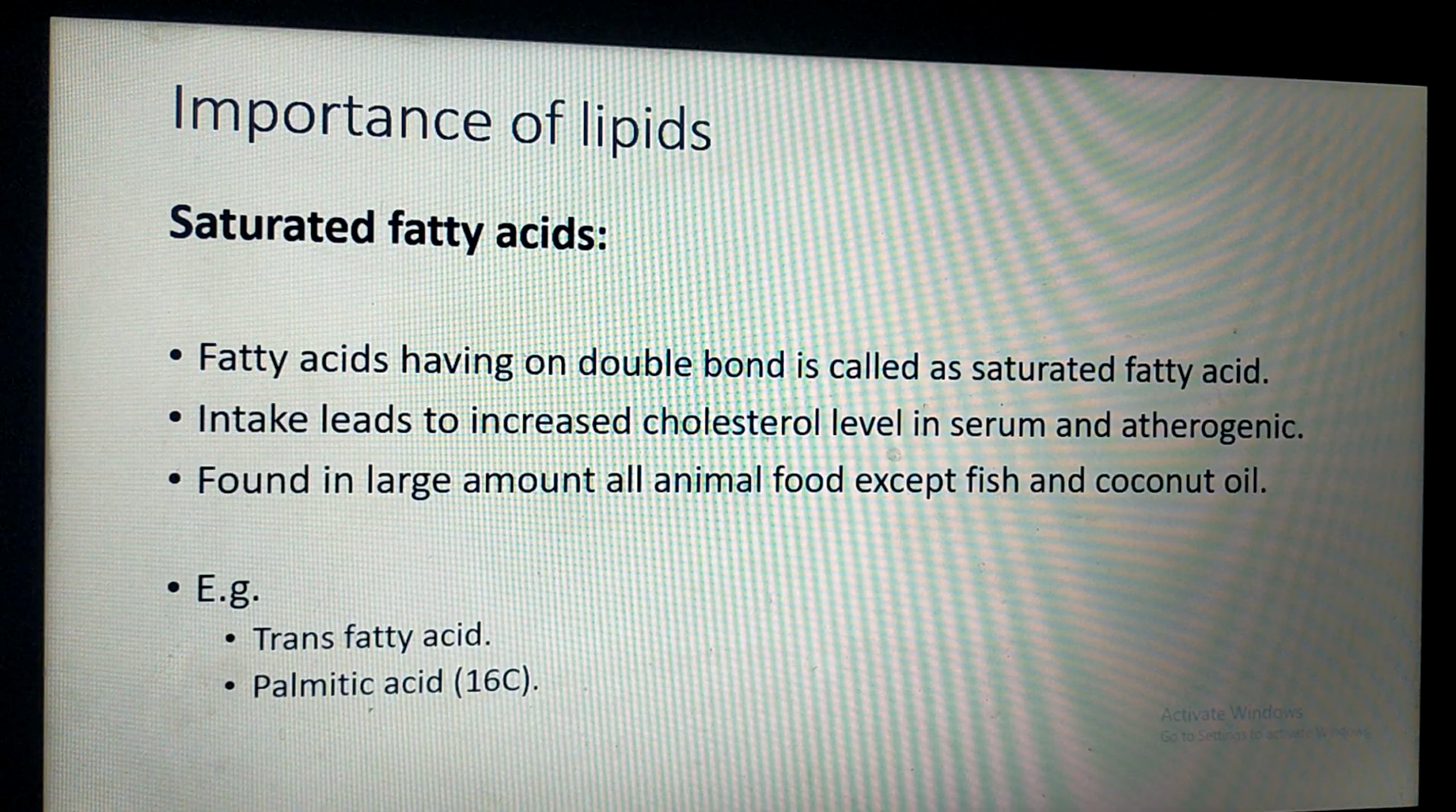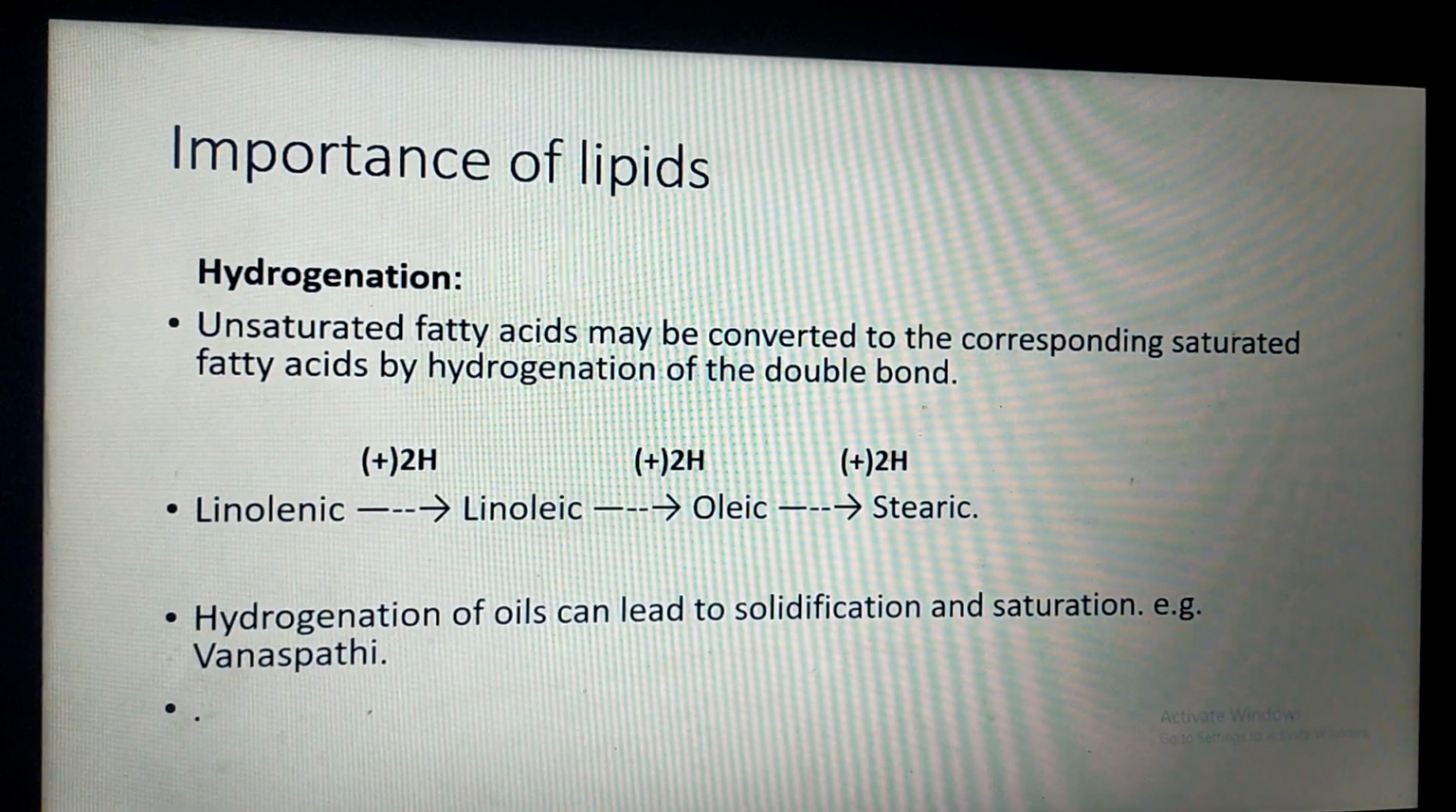Saturated fatty acids are found in all animal foods except fish, and they are also found in coconut oil. Examples of saturated fatty acids are trans fatty acids and palmitic acid. Now, hydrogenation.